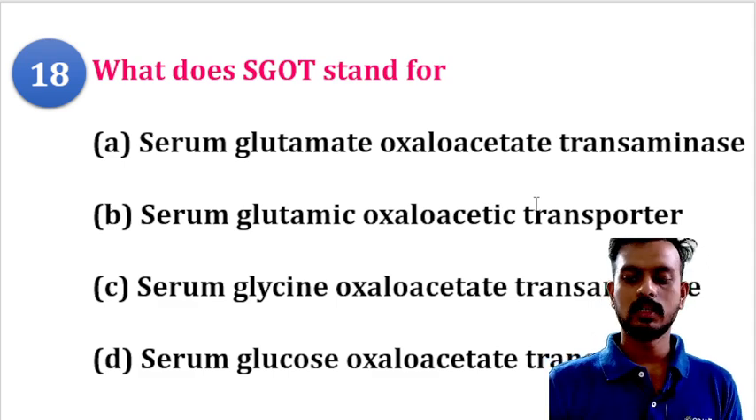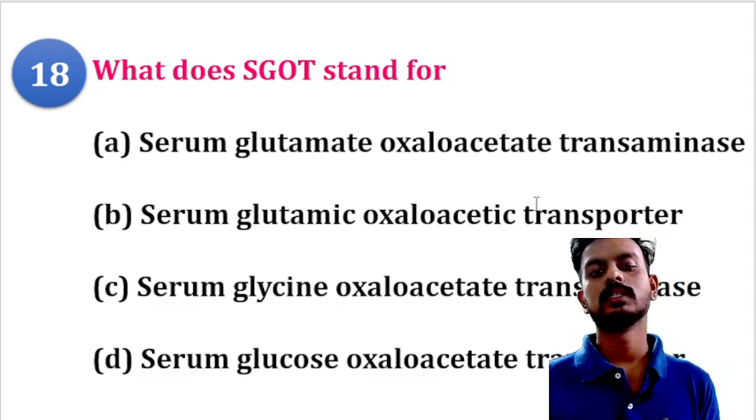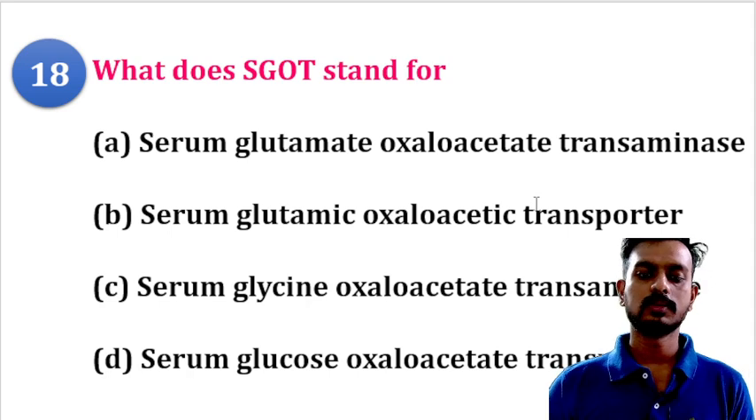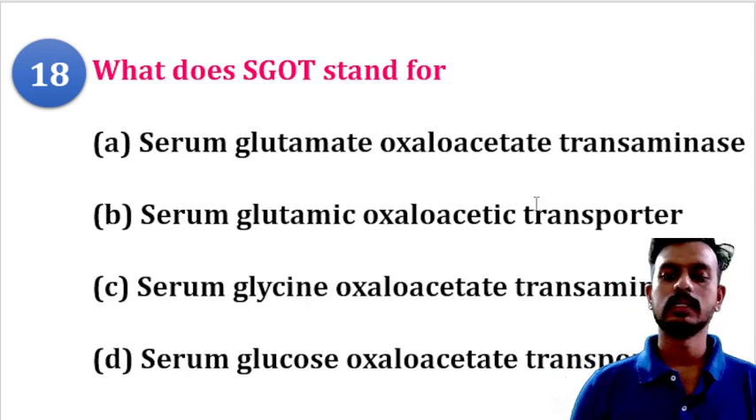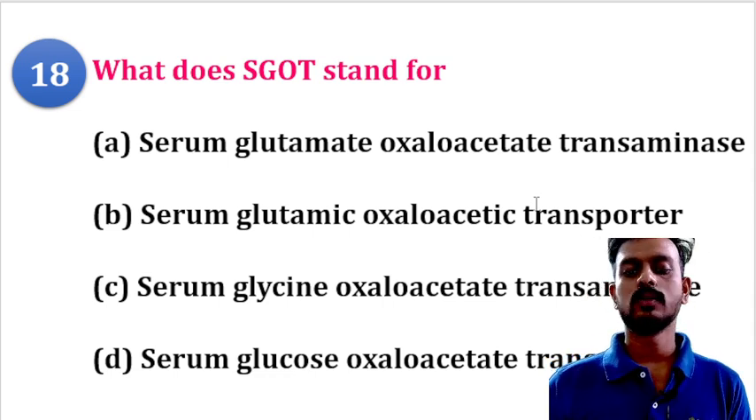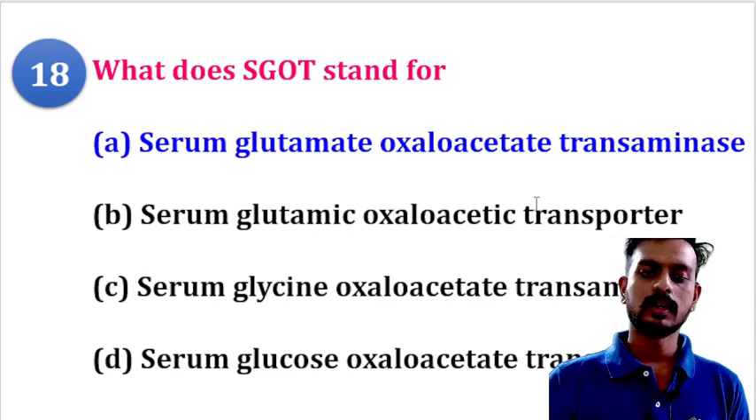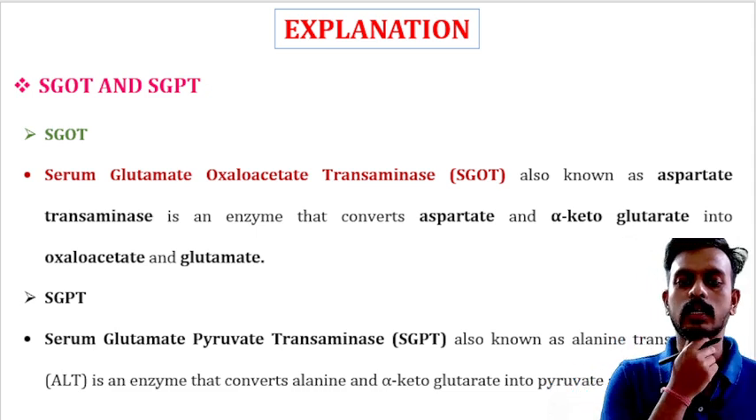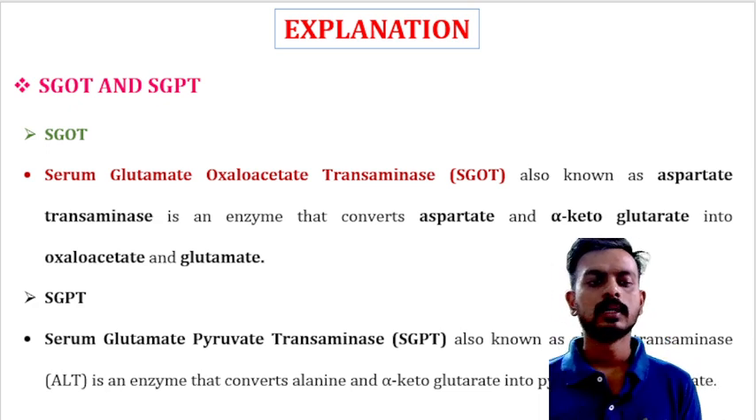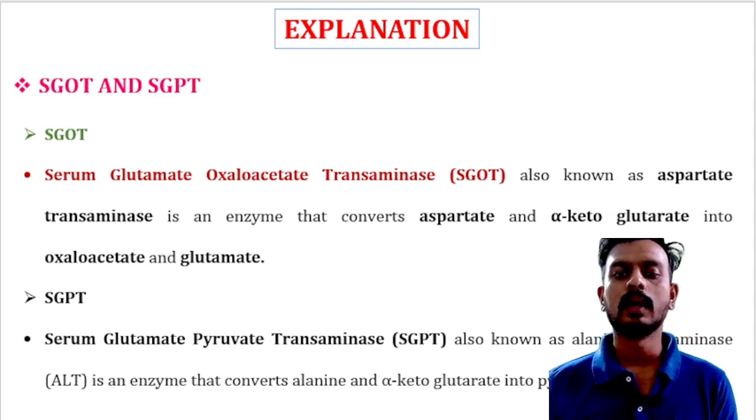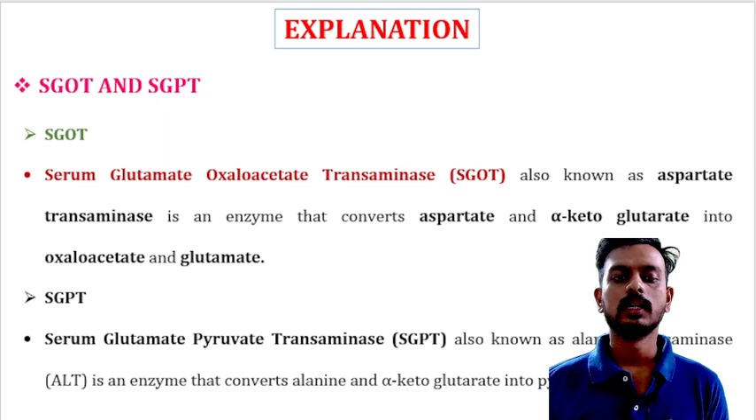So moving to the next question, what does SGOT stand for? Serum glutamate oxaloacetate transferase, serum glutamate oxaloacetic transport, serum glycine oxaloacetate transaminase, or serum glucose oxaloacetate transport? SGOT stands for serum glutamate oxaloacetate transferase. This is an enzyme, also known as aspartate transaminase. This enzyme converts aspartate into oxaloacetate and glutamate, using alpha ketoglutarate.